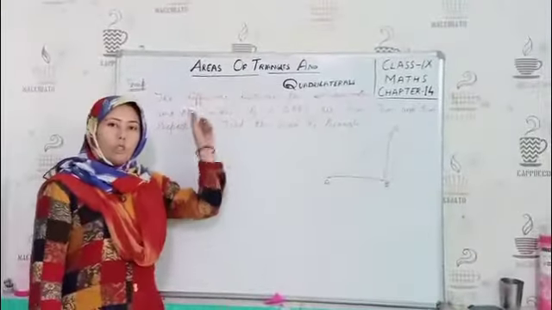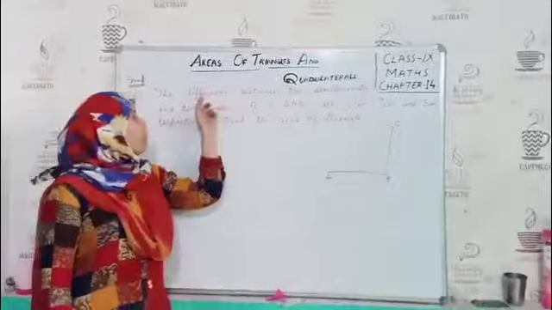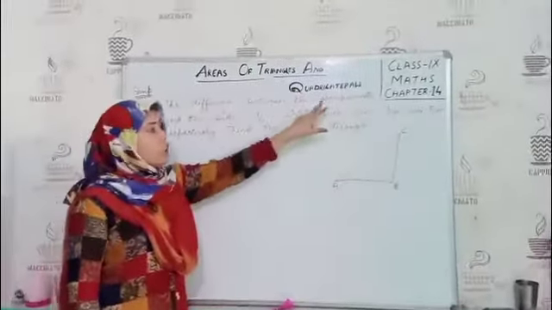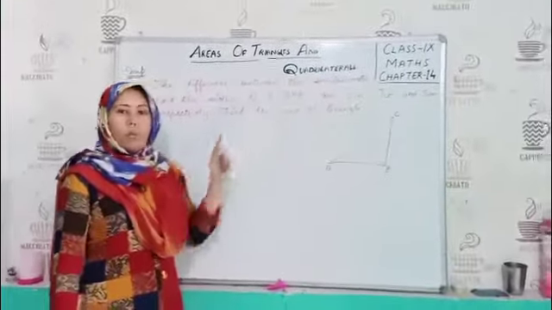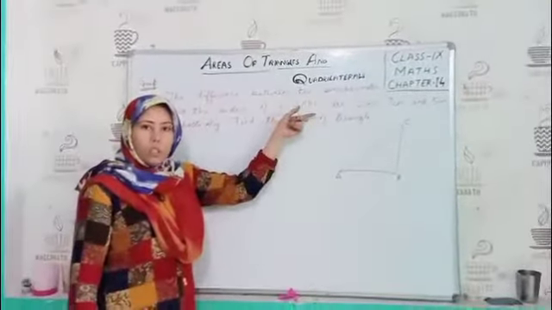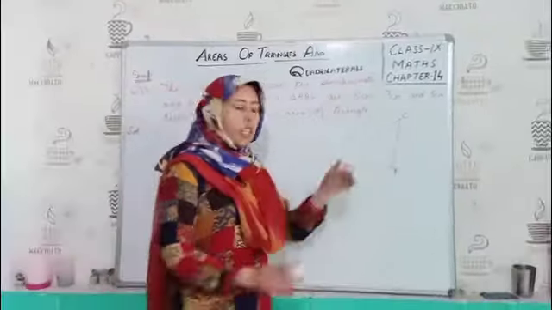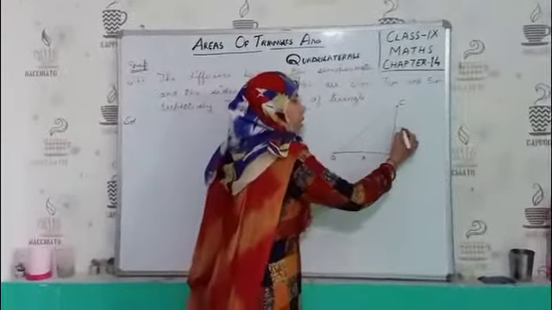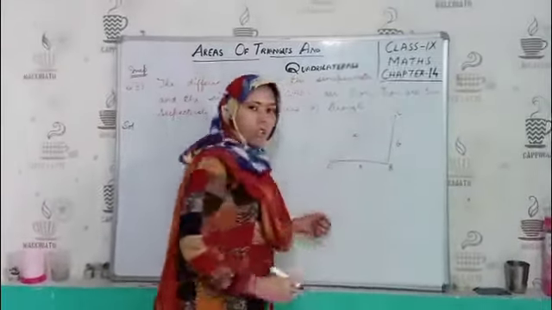The next question number 33. They said that the difference between the semi-perimeter, means S, and the sides of triangle ABC. We know that sides of any triangle ABC are a, b and c.